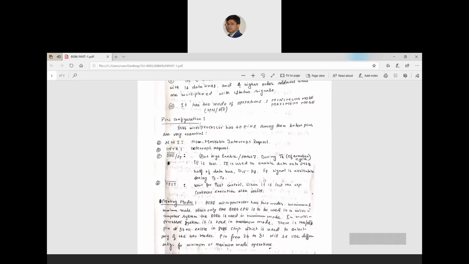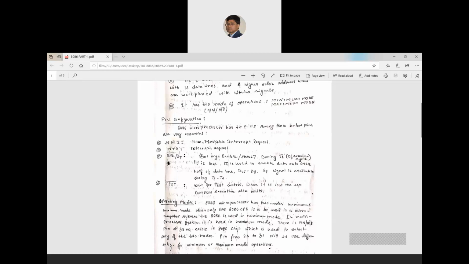So for testing purposes, after completing any program, to test the program or for hardware testing, this pin is used. This test pin is not there in 8085, that's why I have written it. So basically among these four pins, the interrupt request is there too, but these four pins are important pins in 8086. The test pin is very different, it is not there in 8085.